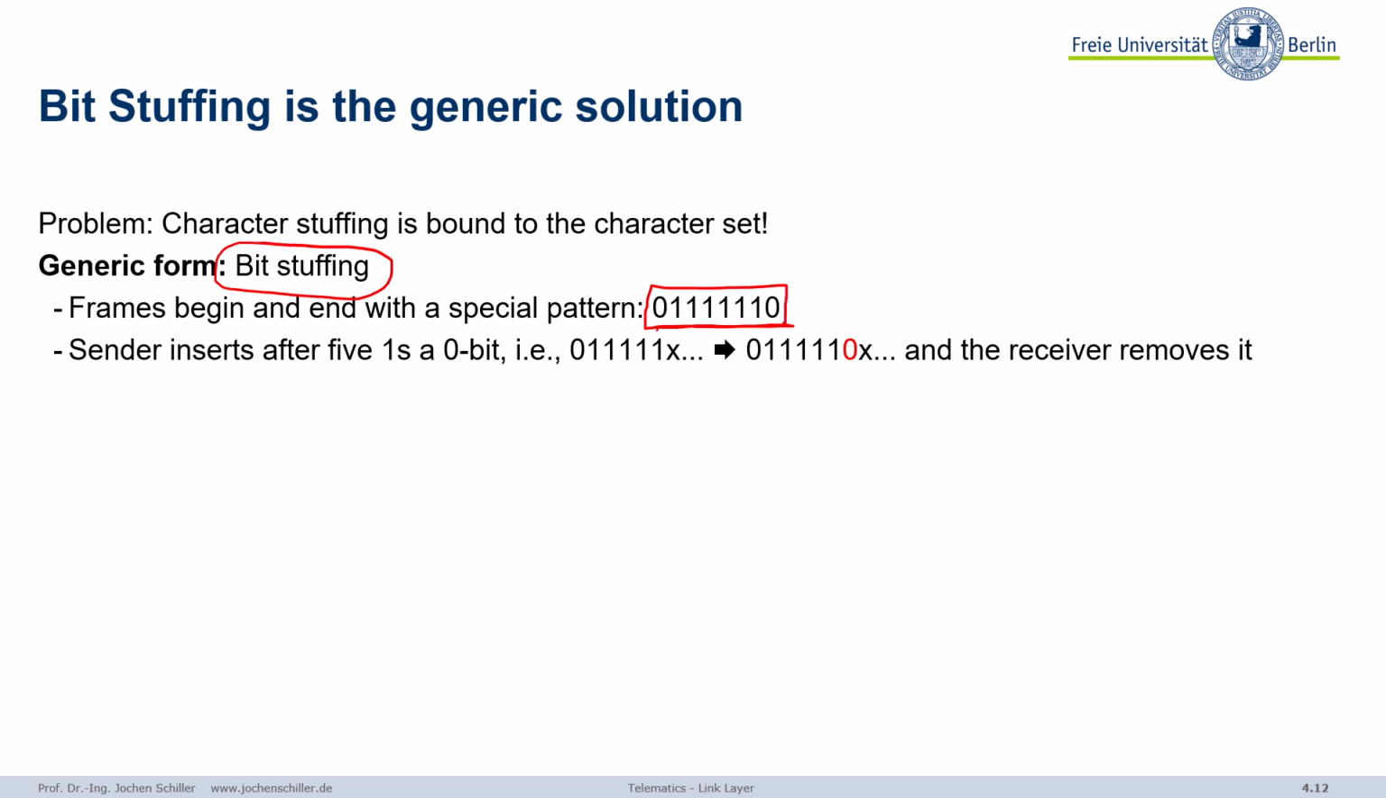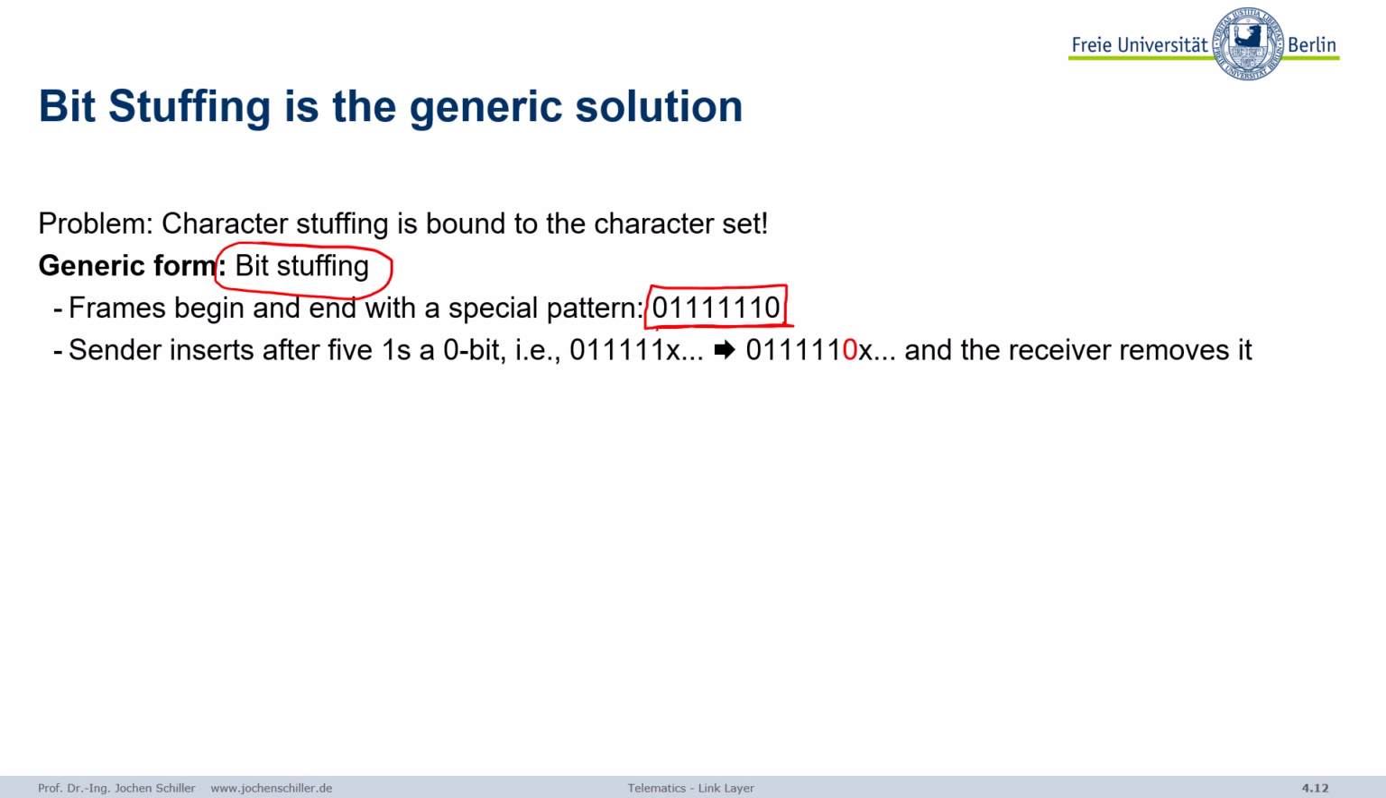This special pattern should not appear in the payload I receive, because then I may misinterpret this as end of frame, for example. But what happens if it appears? Because again, we don't know what the payload is.